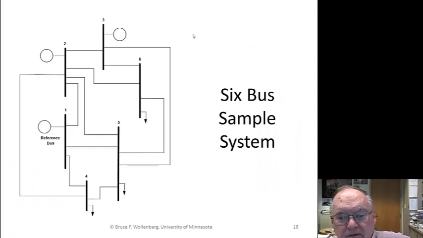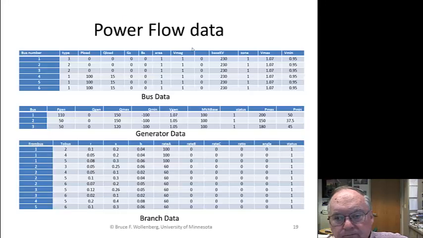Here's the 6-bus sample system we use throughout the book. It has 3 generators. Here's my reference or slack bus. The generators on buses 1, 2, 3, and then we have loads on buses 4, 5, and 6. Here are the loads on the system: 100 megawatts with 15 megavars on buses 4, 5, and 6. The base kV is 230 here. The Vmax is 1.07. The min is 0.95.